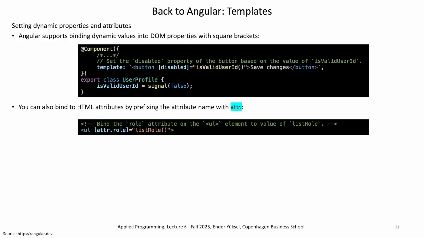Then we have the value source. listRole is the expression whose result will be assigned to the role attribute. Since it's written with parentheses, it strongly suggests that listRole is a signal or a method defined in the component's corresponding TypeScript class. Angular automatically updates DOM properties and attributes when the bound value changes.